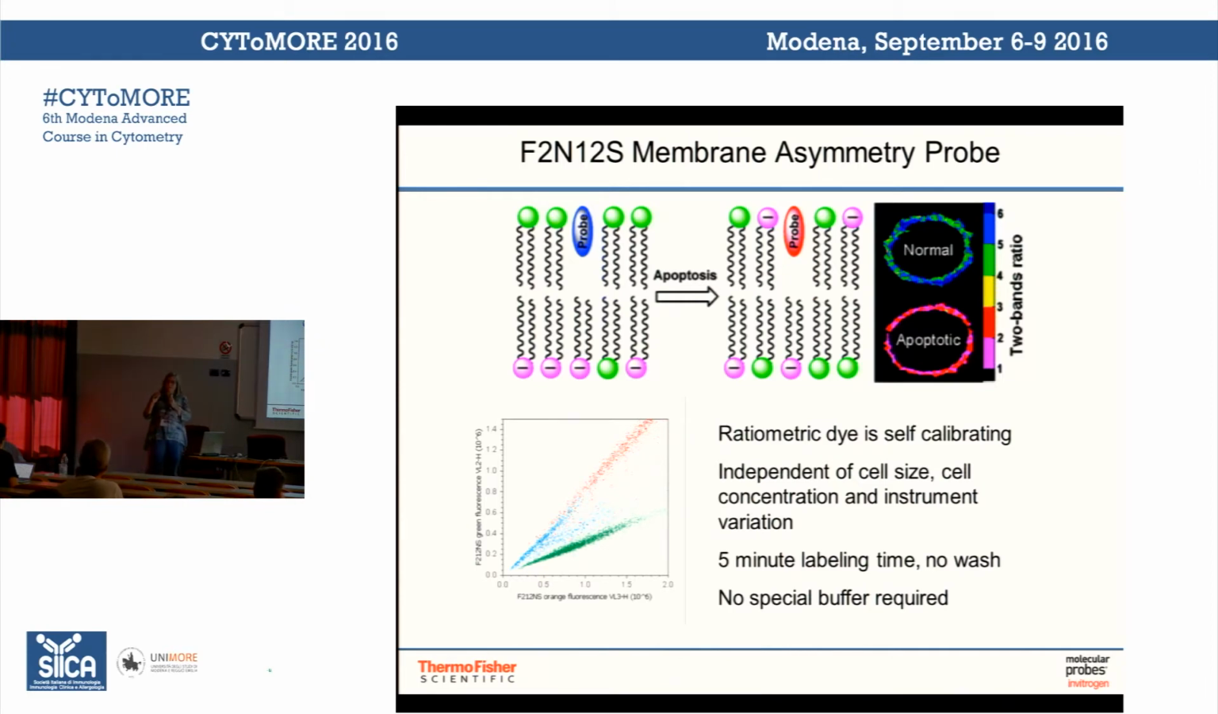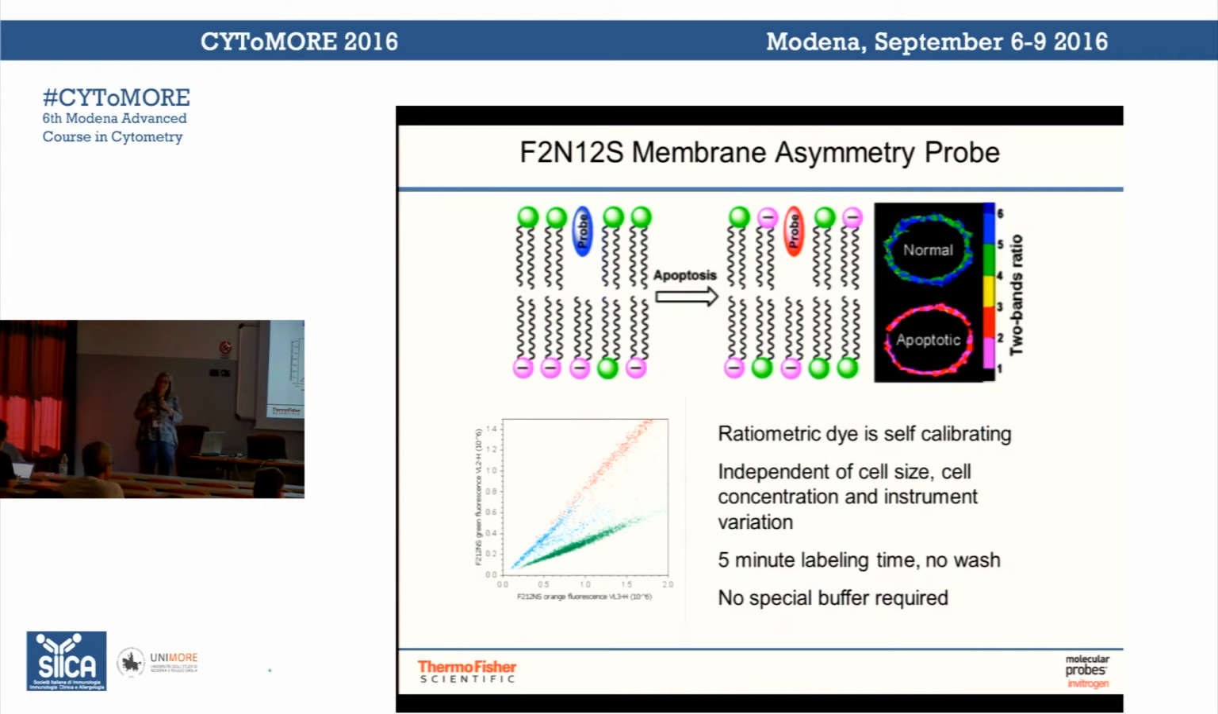This is a pretty easy probe to use. You add it to your live cells and incubate for 5 minutes, and then you can start acquiring on your system. Ratiometric dyes, there's not too many of them these days, but they're really great to use because they're somewhat self-calibrating. They're very forgiving of concentration and instrument variation and mass of the cell.